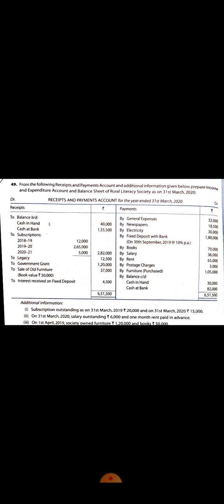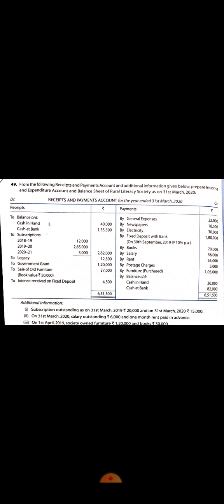Additional information: subscription outstanding as on 31st March 2019 rupees 20,000 and on 31st March 2020 15,000. On 31st March 2020, salary outstanding rupees 6,000 and 1 month rent paid in advance. On 1st April 2019, society owns furniture rupees 1,20,000 and books rupees 50,000.